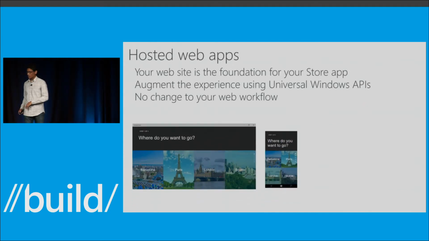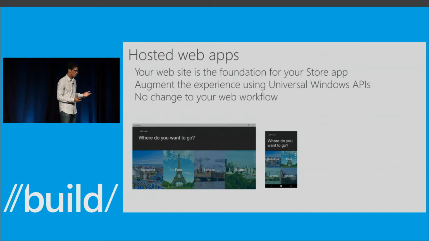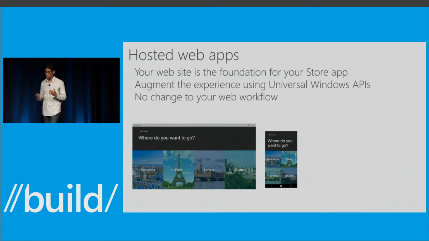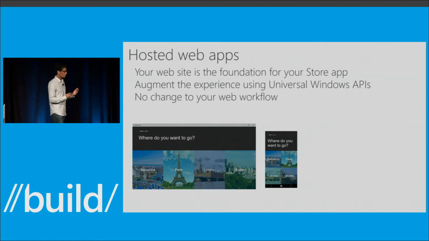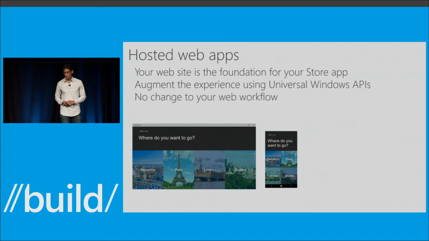So here's how it could look in practice. Here's an example of a sample website that we've created. It's a responsive website, a travel app, and it's functional as a website. You can do the basic scenarios here. However, we'd like to light it up. We'd like to augment it when it's installed as a hosted web app on Windows 10.